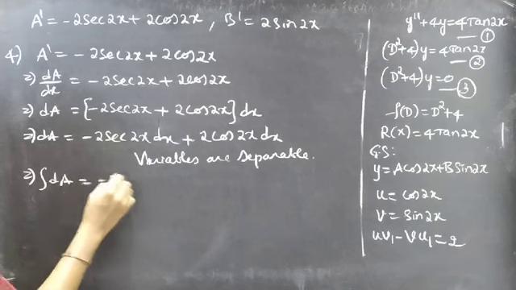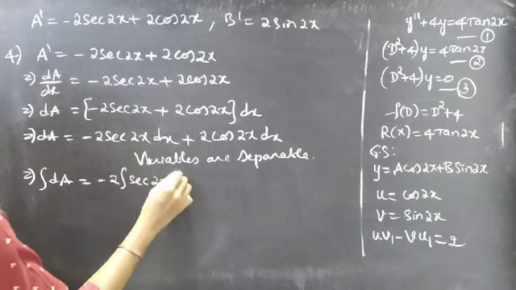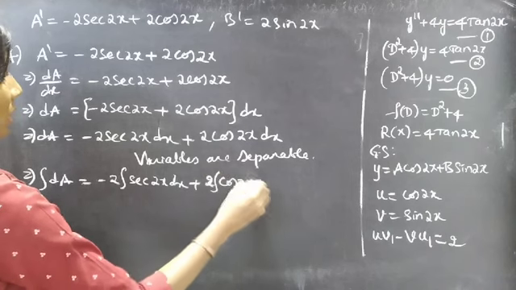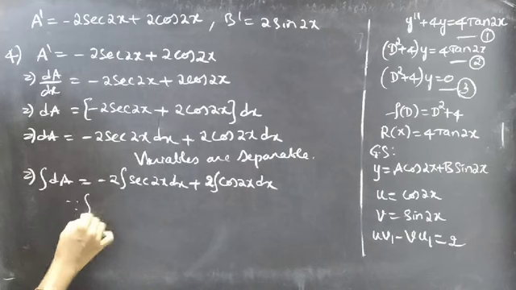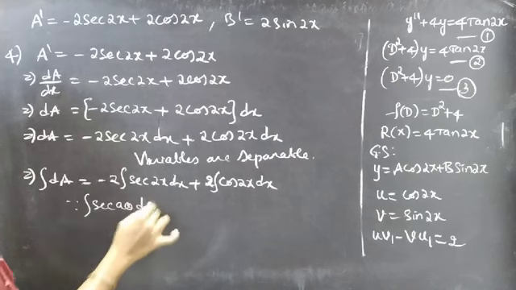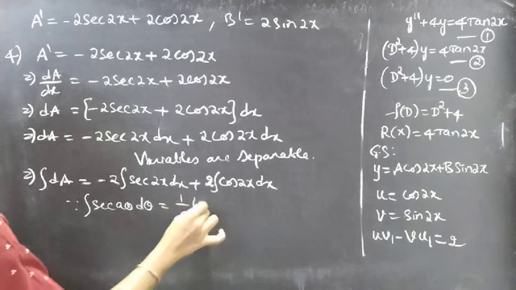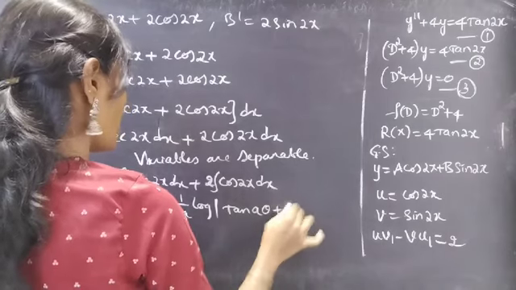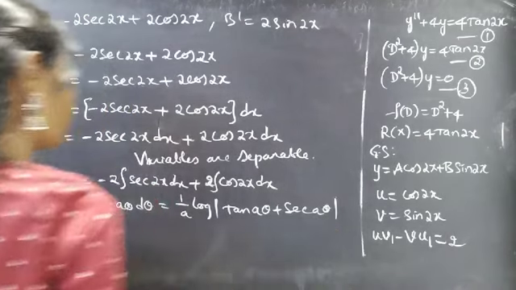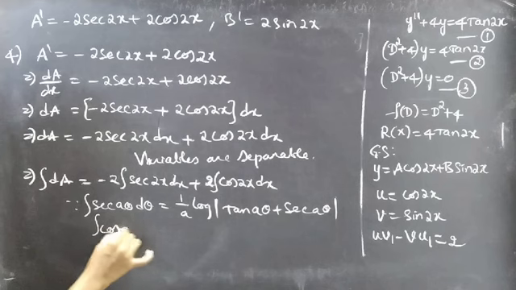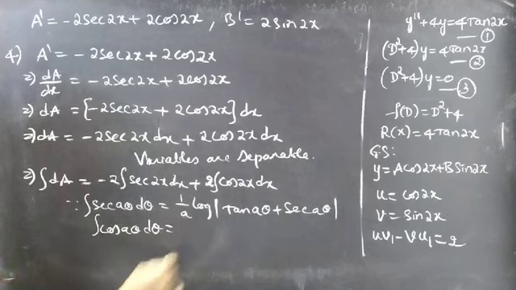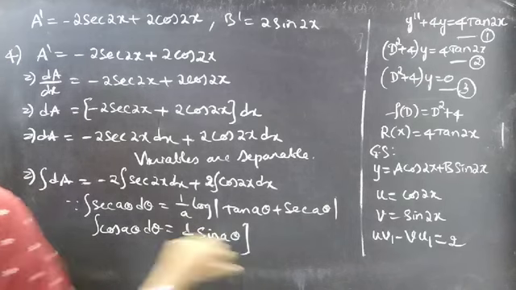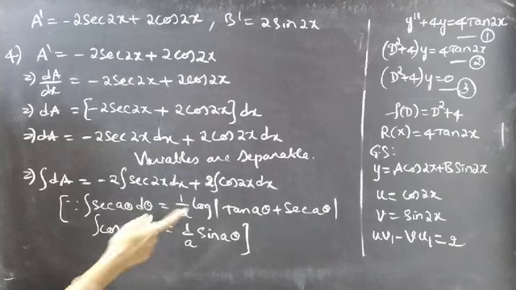Integral dA equals minus 2 integral secant 2x dx plus 2 integral cos 2x dx. Since we know that integral secant a theta d theta equals 1 by a log mod tan a theta plus secant a theta, and integral cos a theta d theta equals 1 by a sine a theta. Right? Now let's apply this formula here.